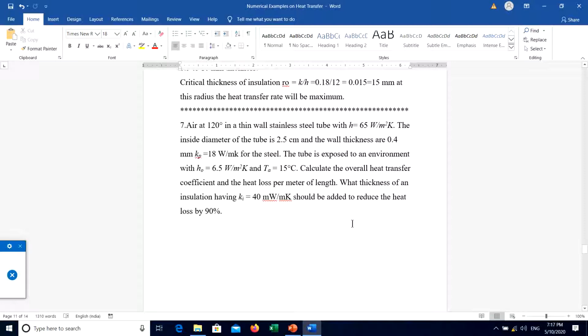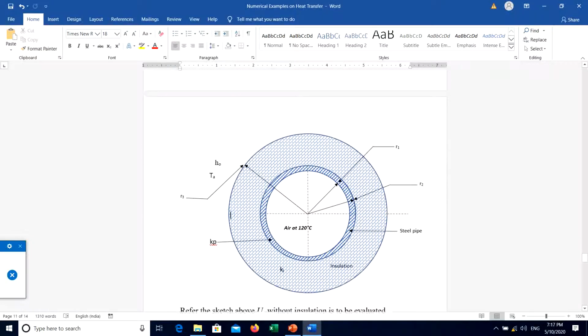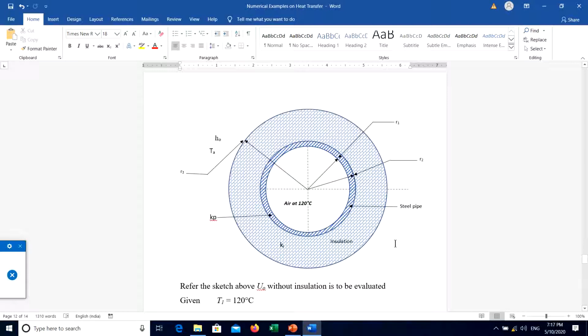Now what thickness of insulation having thermal conductivity ki of 40 milliwatt per meter Kelvin should be added? Milliwatt means 40 into 10 raised to minus 3 watt per meter Kelvin is the thermal conductivity. So how much insulation must be added to reduce the heat loss by 90%? So we want to reduce the heat loss by 90%. How much insulation has to be added? Now this shows the arrangement. So this is a pipe.